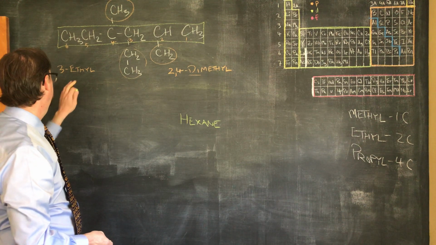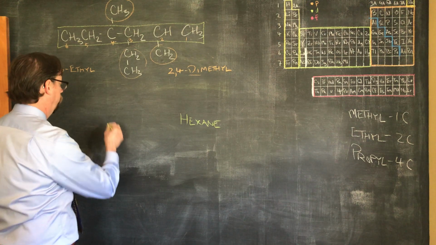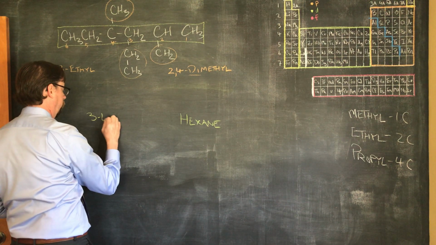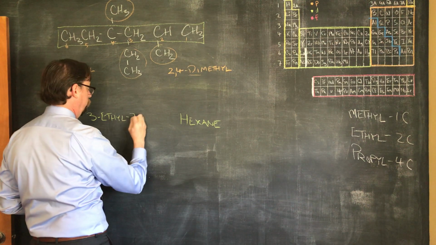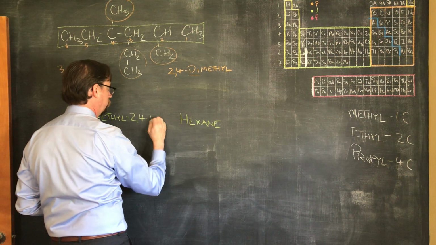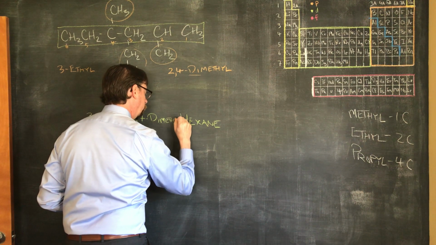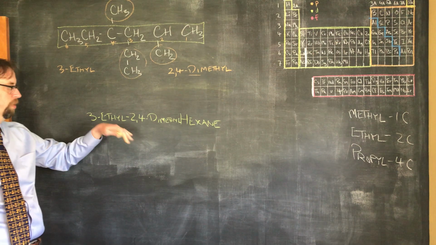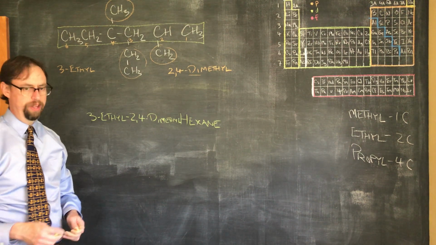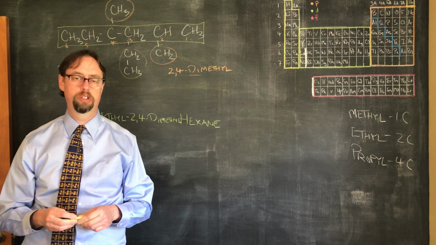And we're going to do that in alphabetical order. So we're going to do the E first. So we're going to go 3-ethyl, dash 2, 4 dash dimethyl. Running out of room there. Dimethyl hexane. 3-ethyl 2,4 dimethyl hexane. And that's a pretty substantial introduction to nomenclature of alkanes.